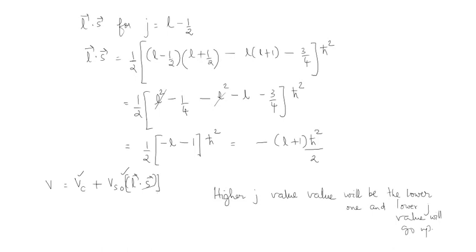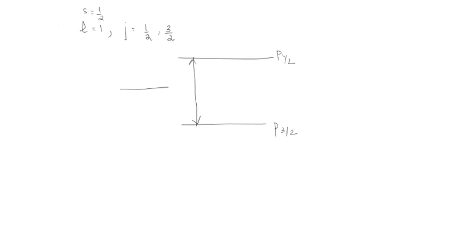Now I want you all to check what would be the separation between the two states. Suppose you have L equal to 1 and, because S equal to half, J will take values half and 3 by 2. And we just saw that P 3 by 2 will go down and P half will be shifting upwards. Now I want you all to evaluate this separation. How will I get this difference between the two energy levels? I know these individual differences, isn't it?